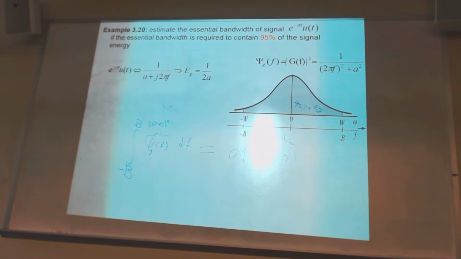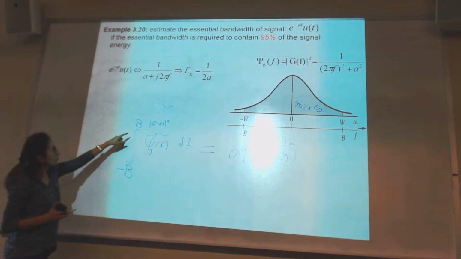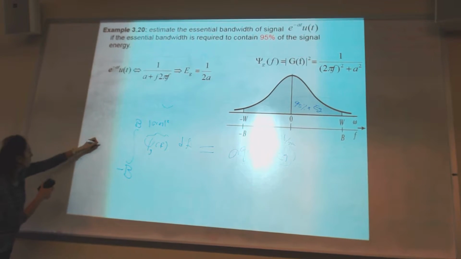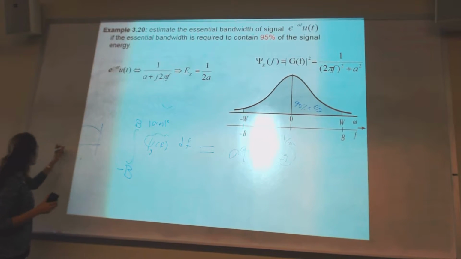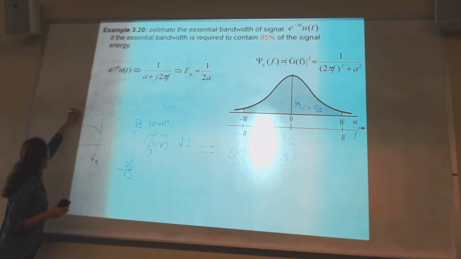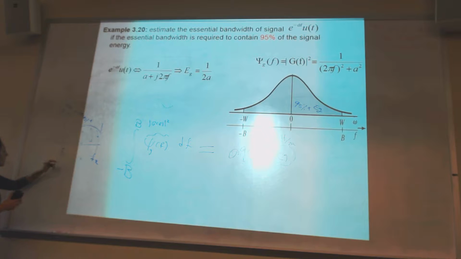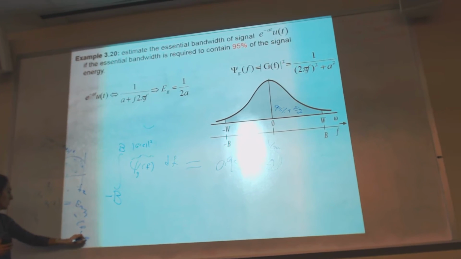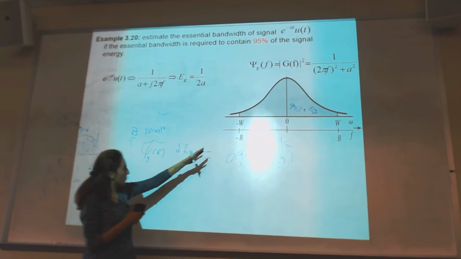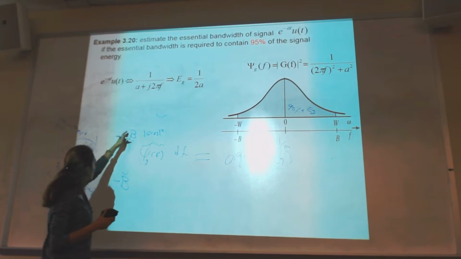Any question here? So again, remember, for finding the energy in some frequency band, you have to take the integral of the magnitude squared. That integral gives you the energy in that part. And now the energy from minus b to b is just the integral from minus b to b of the magnitude squared.